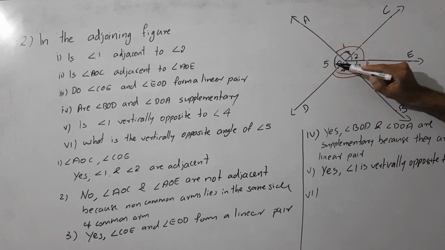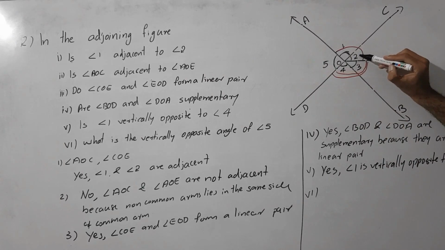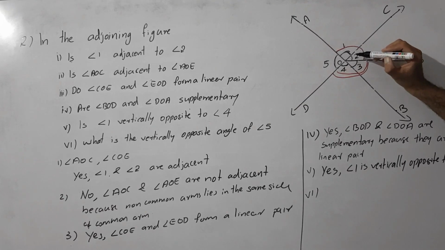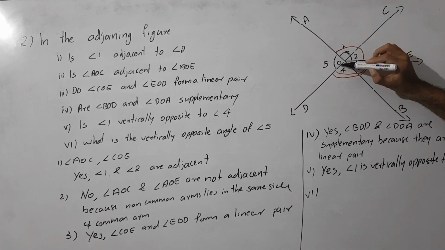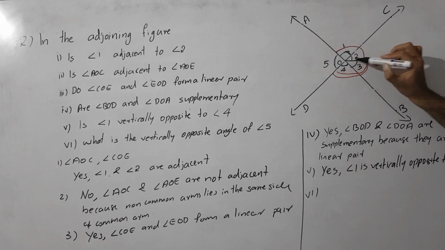Then are angle 5 and angle 2 vertically opposite angles? No, because angle 2 is marked in between the line CD and the ray OE.